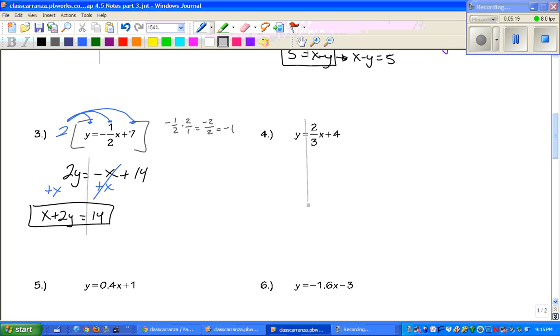Okay. Number 4. Once again, we have a fraction, so we need to multiply by the LCD.